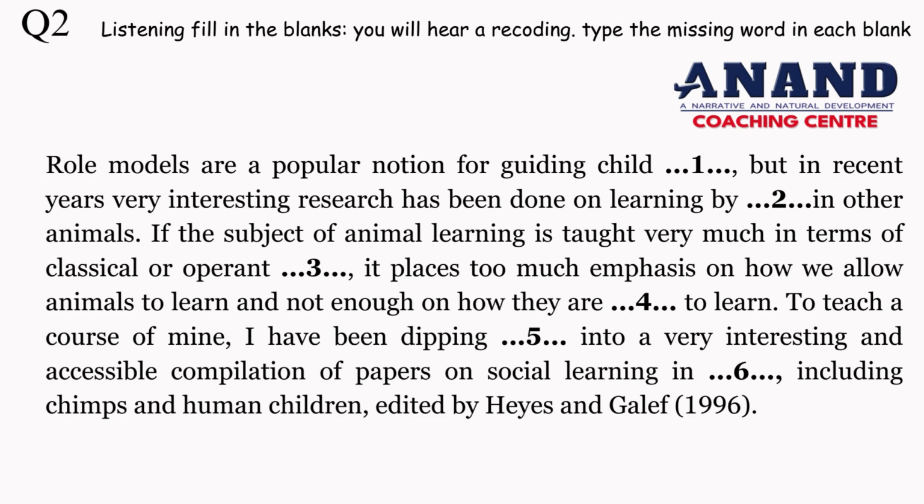Role models are a popular notion for guiding child development, but in recent years, very interesting research has been done on learning by examples in other animals. If the subject of animal learning is taught very much in terms of classical or operant conditioning, it places too much emphasis on how we allow animals to learn and not enough on how they are equipped to learn. To teach a course of mine, I have been dipping profitably into a very interesting and accessible compilation of papers on social learning in mammals, including chimps and human children, edited by Hayes and Galef, 1996.